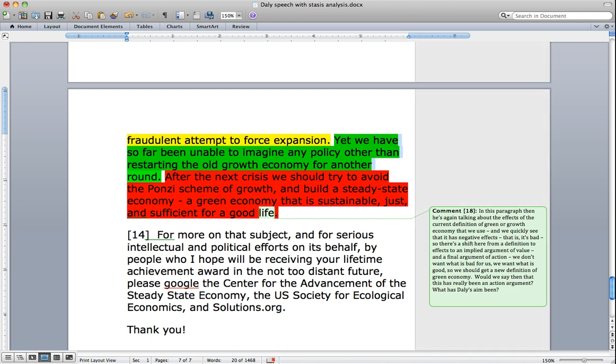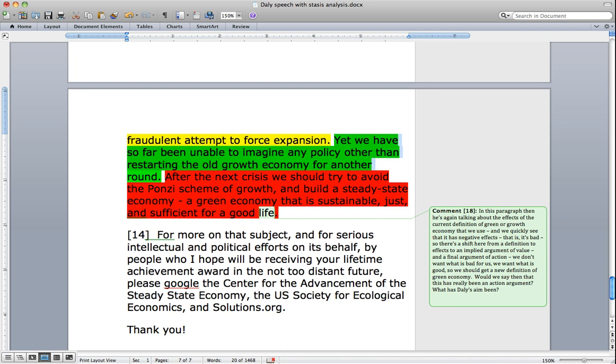And what I've said here is that in this paragraph, again, he's talking about the effects of the current definition of green or of a green economy or growth economy that we use, and we quickly see that it has negative effects. So he's gone through all of his arguments of definition to show us here's the definition, here's what's wrong with the definition. It has negative effects. Negative effects, those are bad. So there's a shift here from definition to effects to an implied argument of value. And then in the final argument, there's this argument of action. We don't want what's bad for us. We want what's good. So we need to get a new definition of a green economy.